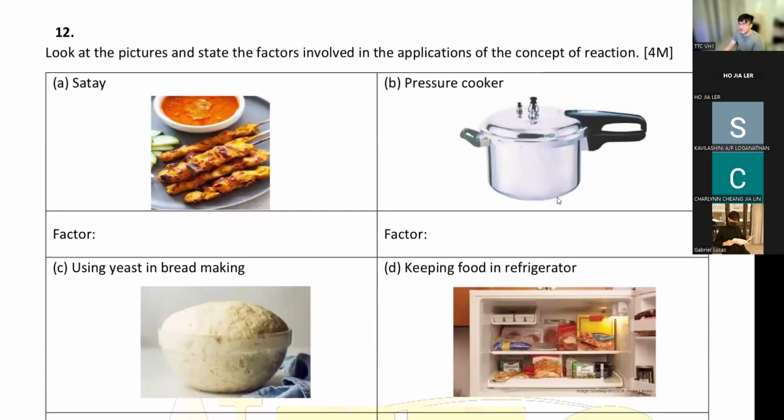Okay, let's go to question 12. Let's skip to question 12. Okay, so state the factor. Satay is what factor?